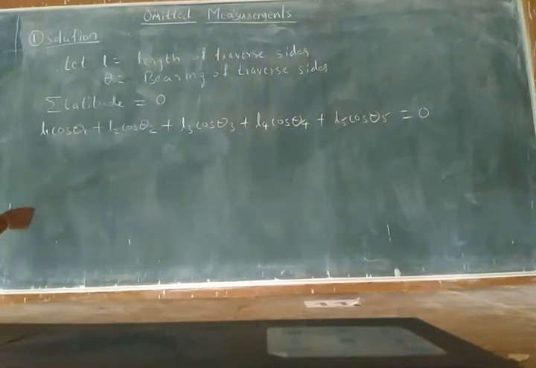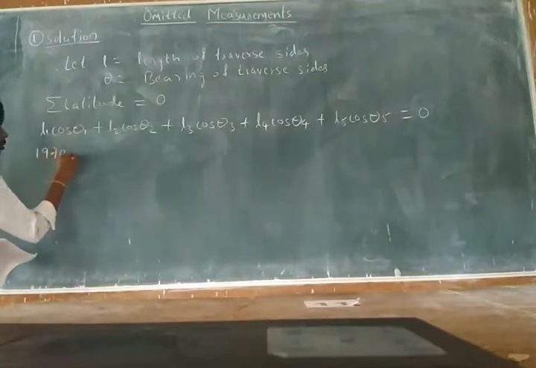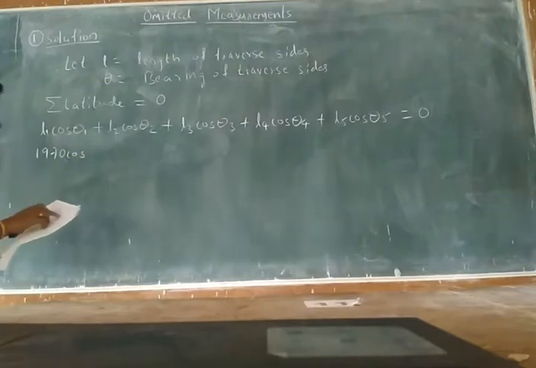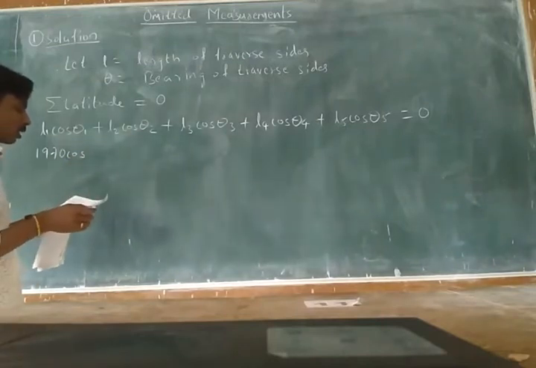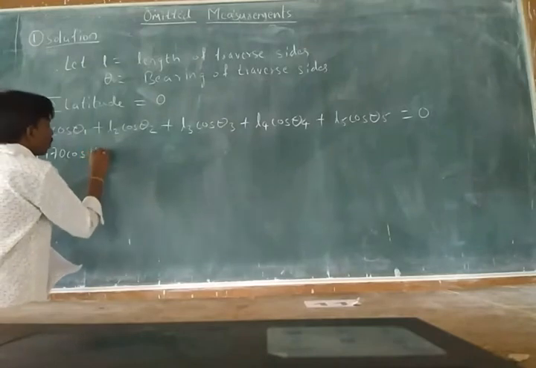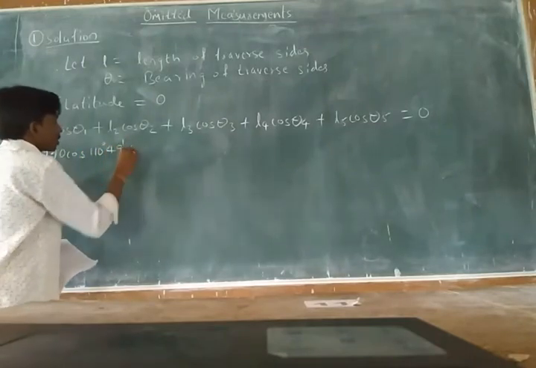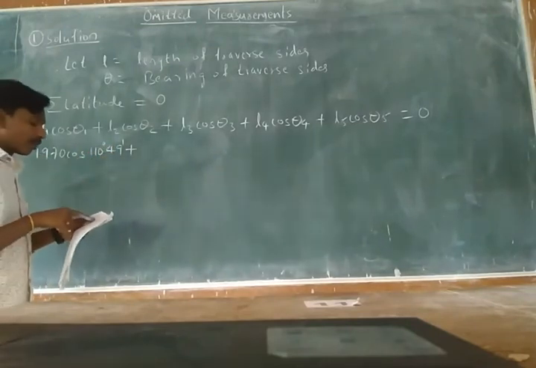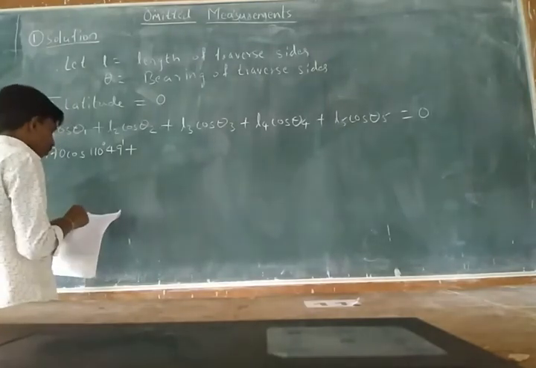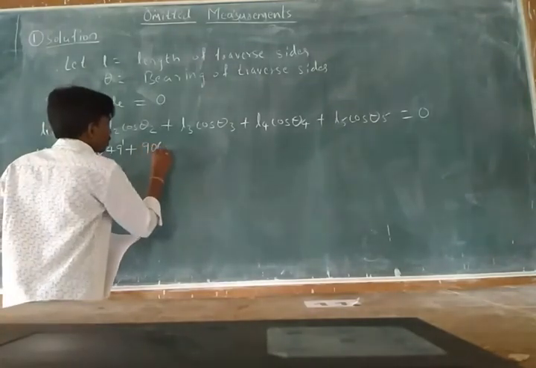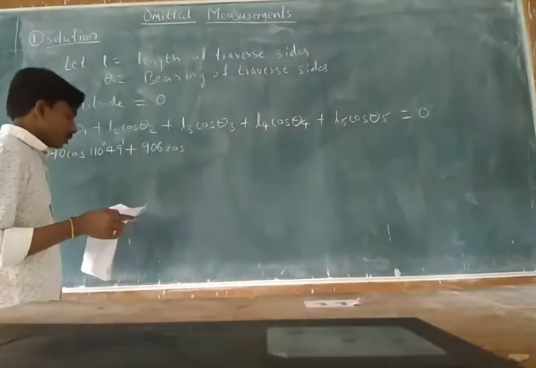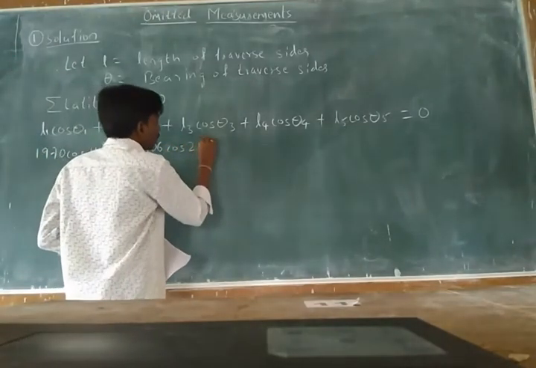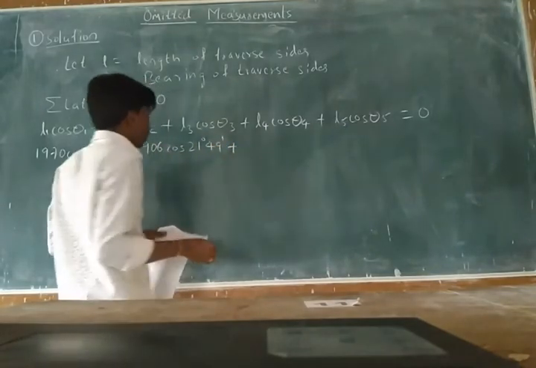So let's substitute. L1, which means length of AB, is given as 1970. So substitute 1970 cos, and the theta for the first line AB is given, that is 110 degree 49 minutes. So write 110 degree 49 minutes plus. Now L2. Bearing and length both are given for BC. So directly write for BC, length is 906 cos, and the theta is 21 degree 49 minutes, plus L3.